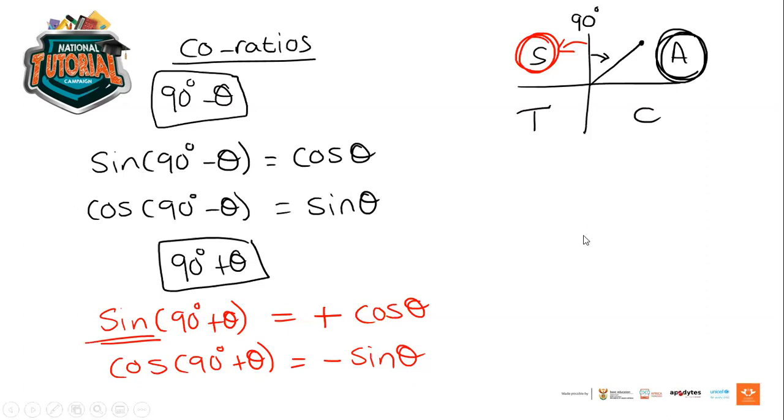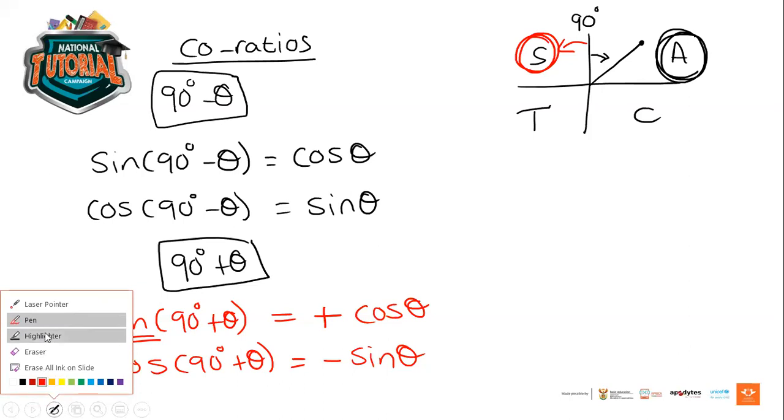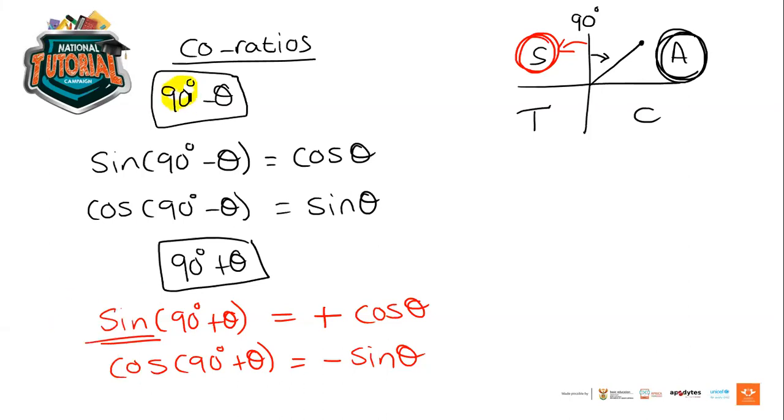So we've gone through 180 minus, 180 plus, 360 minus, and now we've looked at our 90 plus and 90 minus co-ratios. They are co-ratios because whenever we've got our 90 degrees plus or 90 degrees minus, we end up changing it from a sine to a cos or the other way around. Here we had 90 plus, and once again, we're changing from sine to cos. There are no tan co-ratios, just the sine and the cos.